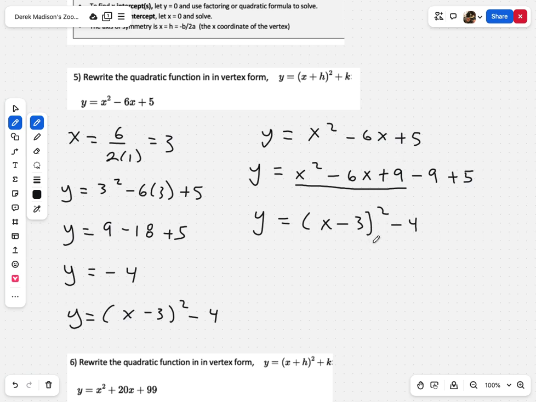You may not be as comfortable completing the square, and going through and using negative b over 2a to get the value and then plugging that in to get the corresponding y. That may be a better way for you. This is going to show up again in the next course, so you will see it again, but you can't escape it this quarter by just using vertex.